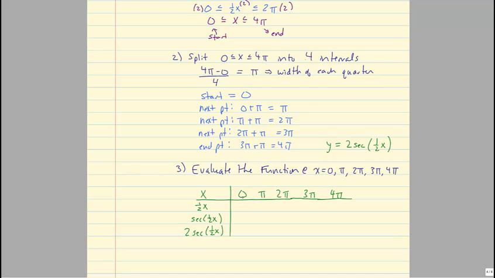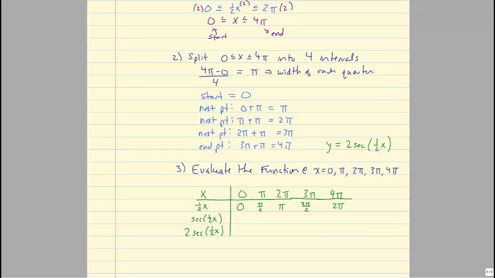Okay, so if I plug a 0 into 1/2 times 0, I get 0. 1/2 times pi is pi over 2. 1/2 times 2 pi, the 2's cancel and I'm just left with pi. 1/2 times 3 pi is 3 pi over 2. 1/2 times 4 pi is 2 pi. So I'm getting these nice quadrantal angles. Now I'm taking the secant of each one.